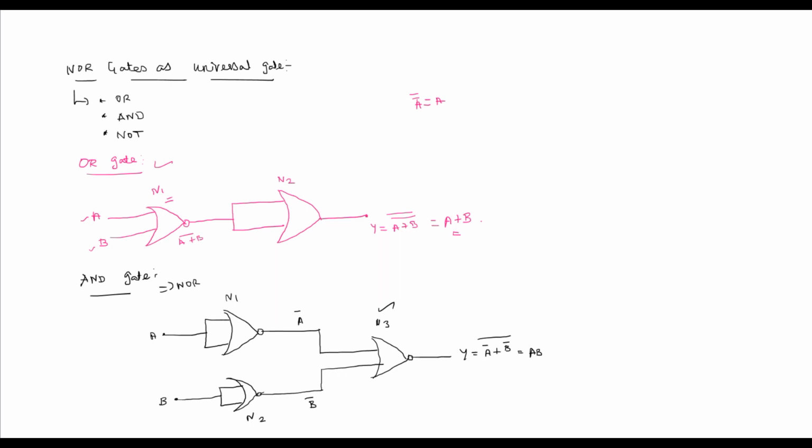Okay, so how to construct? The output of n1 and n2 is equal to what? n1's output is A bar, and n2's output is B bar. So for n3's output we have to find out, y is equal to A bar plus B bar, whole bar. Then when n3 comes, that should be A double bar dot B double bar. These are all by using De Morgan's theorem.